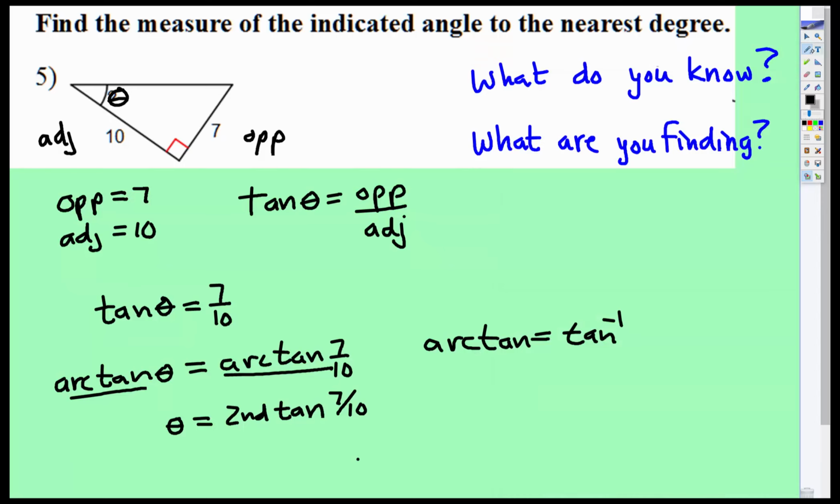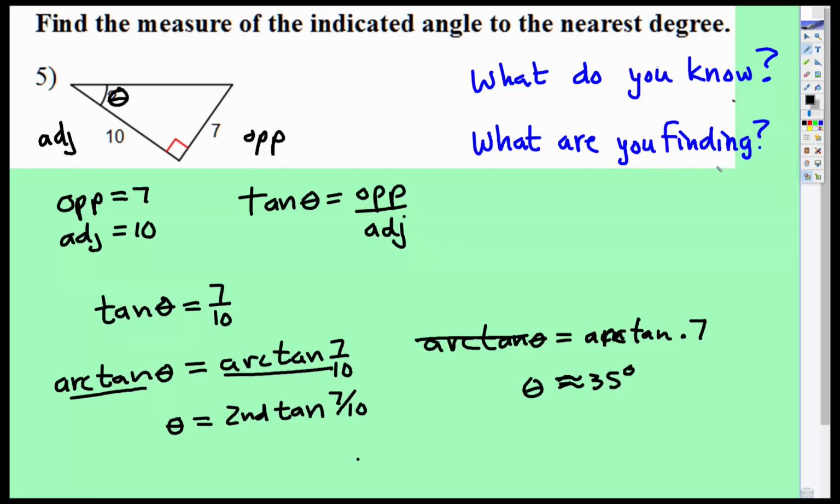So what we can do, remember, this is what I left off. When you're writing this, arctangent of theta equals arctan, change that 7/10 to 0.7. What we have left then is about 35 degrees.